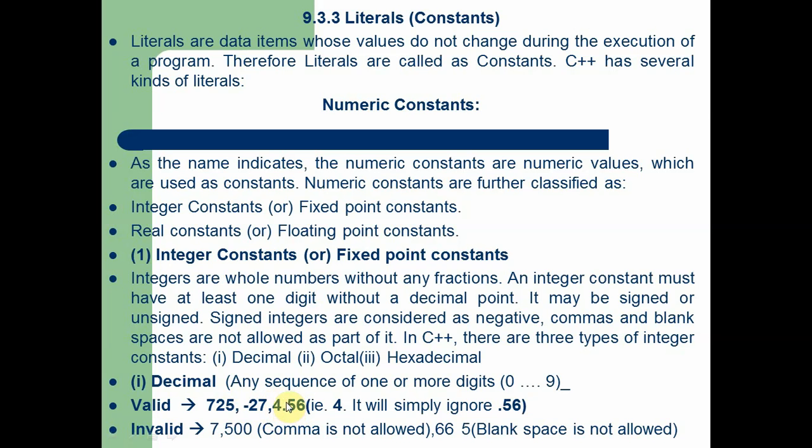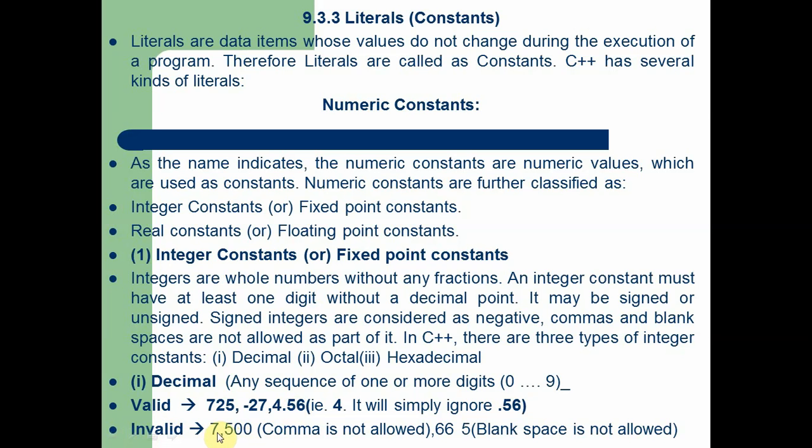Only 4 is taken as an input and 0.56 is simply ignored by the C++ compiler. For example, you declare an integer constant, and when you are giving any value to that integer constant, if you give a number with a fraction or decimal, for example 4.56, then 0.56 is simply ignored and 4 is taken as the input. So 4.56 is also invalid as such, but 4 only is considered and 0.56 is ignored. So next, some of the invalid numbers.